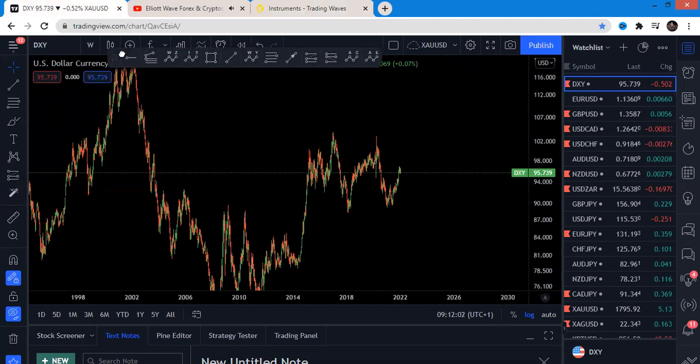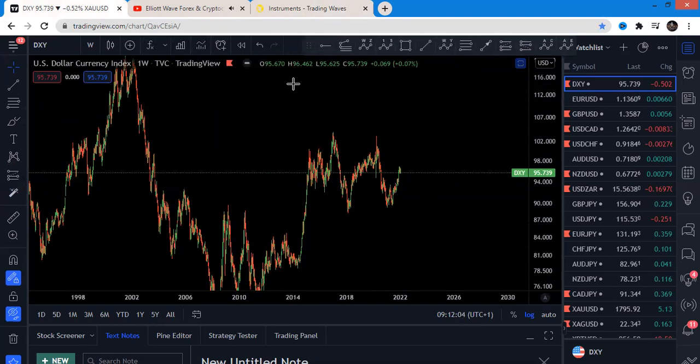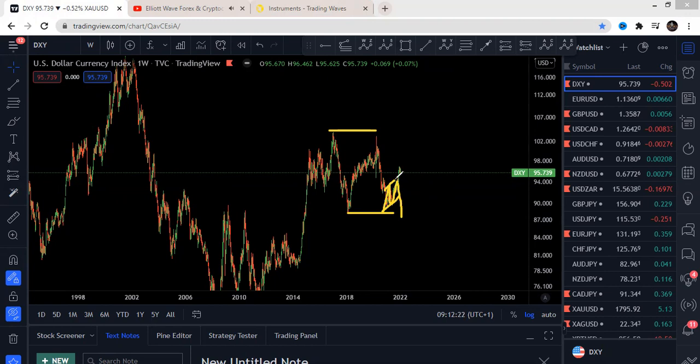Now, this is the DXY weekly chart, and I'm just going to look at the last end of the swing on the DXY. If you look at the DXY, there is a very clear pattern there, and that is a regular flat. This is accepted as a regular flat. If you remember last year, we were looking for this to still continue here to come and take the low here, but that view has been invalidated after the move to the upside.